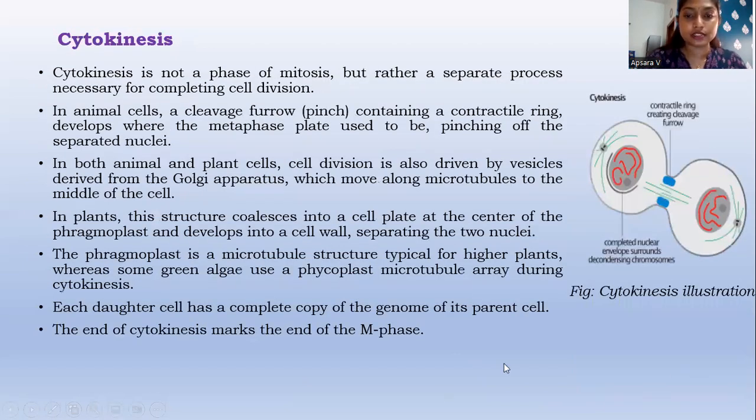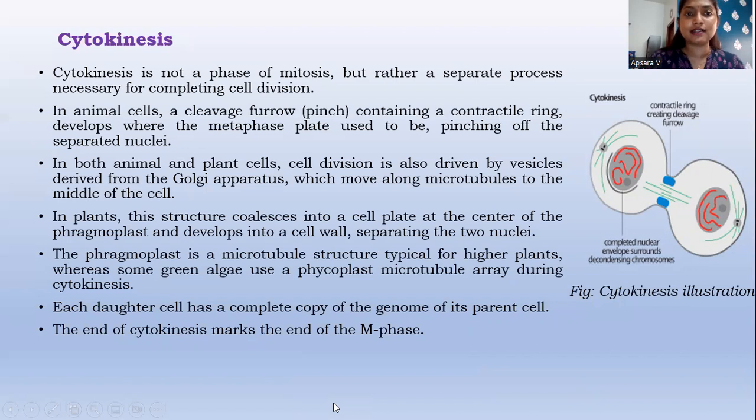Followed by telophase is cytokinesis. That is, prophase, metaphase, anaphase, and telophase constitute karyokinesis, that is the nuclear division, whereas cytokinesis is the division of the cytoplasmic content. So it is always karyokinesis that is followed by cytokinesis. Cytokinesis is not a phase of mitosis, but rather a separate process which is necessary for completing the cell division.